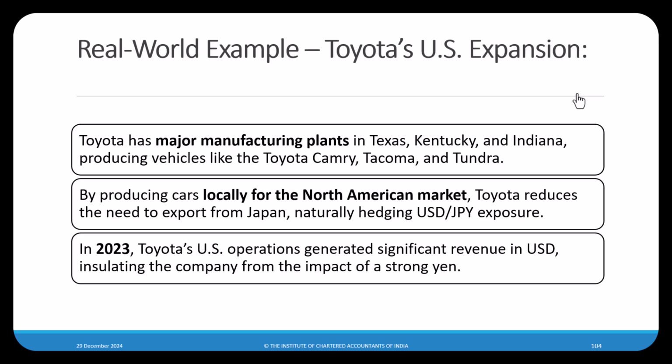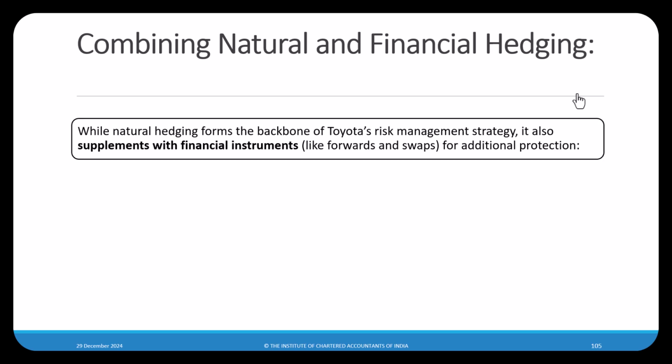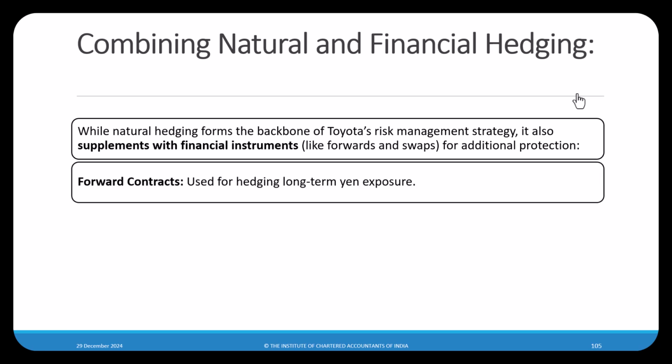So this is how they have managed their currency risk, combining natural and financial hedging. So they are doing both. This is natural hedging, by operating in that country and spending in that country's currency. Natural hedging forms the backbone of Toyota's risk management strategy. It also supplements with financial instruments like forwards and swaps for additional protection. So we'll understand how they are managing that with forwards in our later slides.